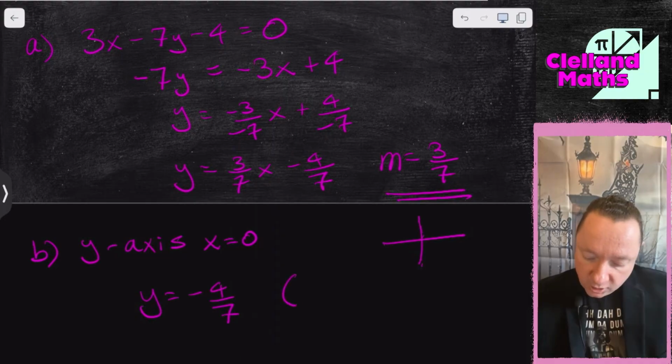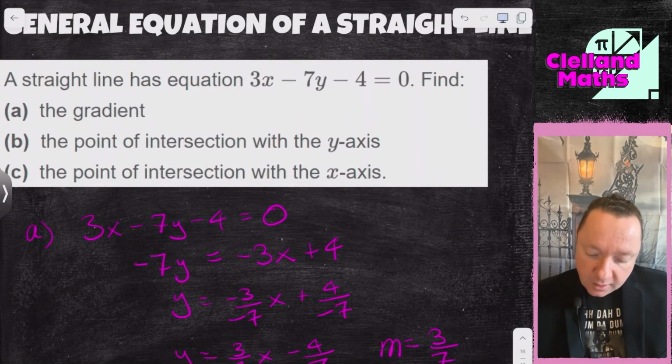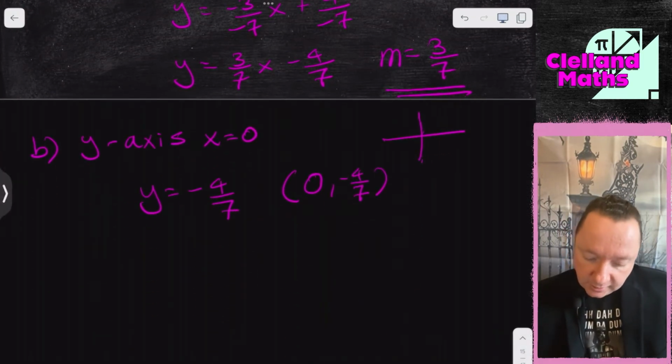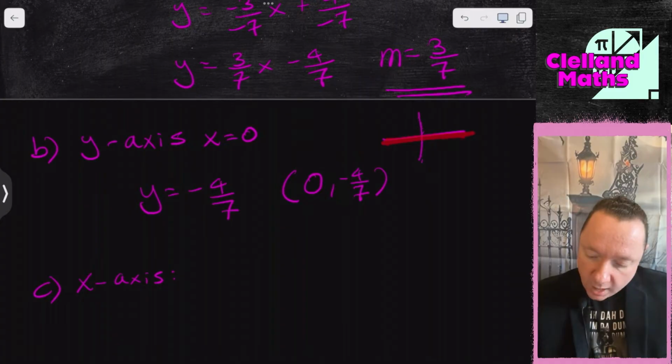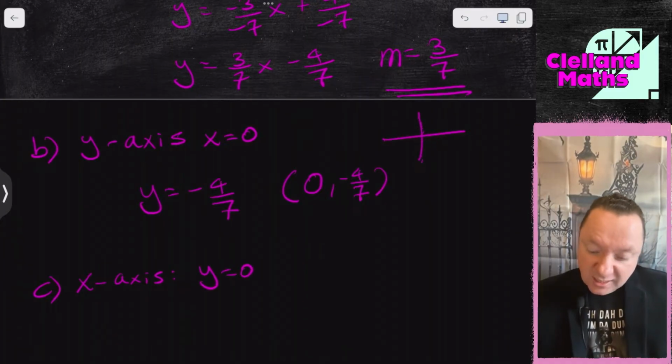But we want the point of intersection, so we need an x and a y, so x is 0, minus 4/7 there. And the last part is find the point of intersection with the x-axis. Well, for part C, for the x-axis, if you think about going along the x-axis, I never go up the y-axis, so y is 0. So I sub in 0 for y.